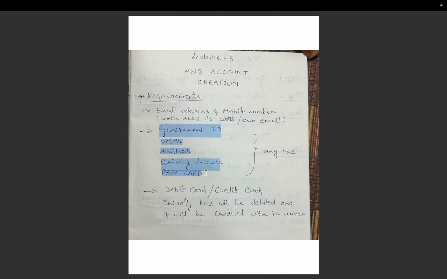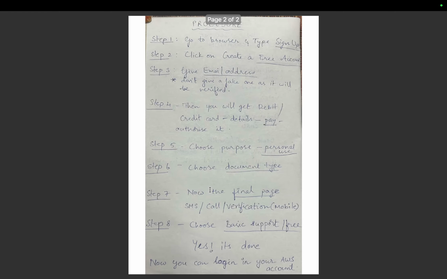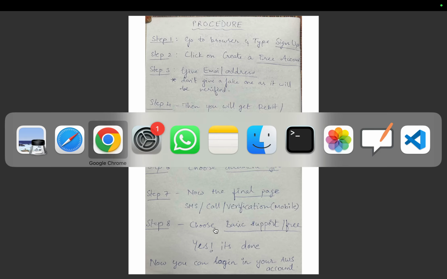Second thing you require is any government ID, like Aadhaar card, PAN card, voter ID, anything is fine. The third thing is that you have to have either a debit card or a credit card. Initially, AWS will deduct 2 rupees from your account, and within 1 week it will give the 2 rupees back, because Amazon uses this payment method for authentication purposes. So this is the procedure, and I will demonstrate it now.